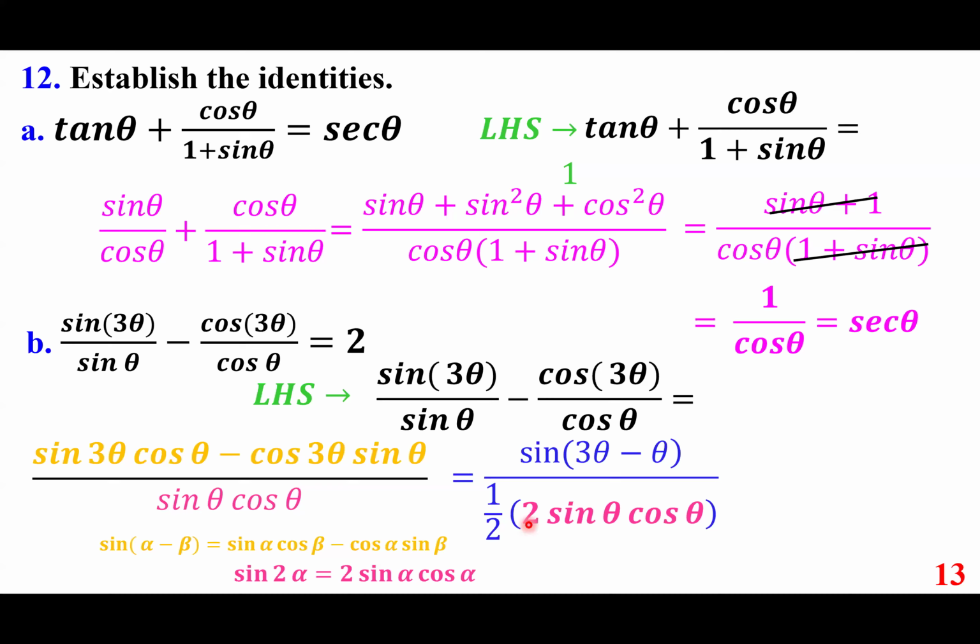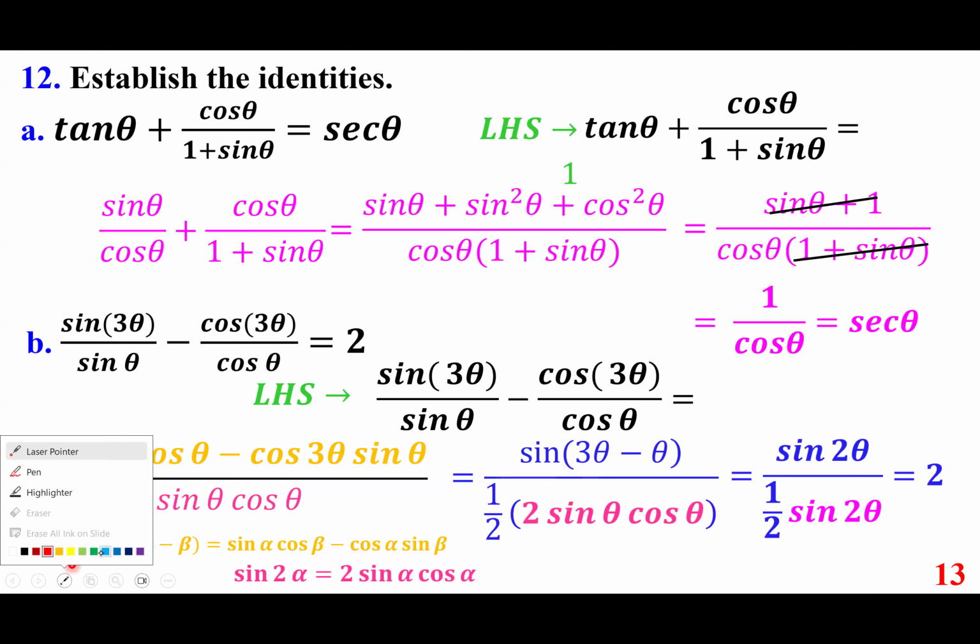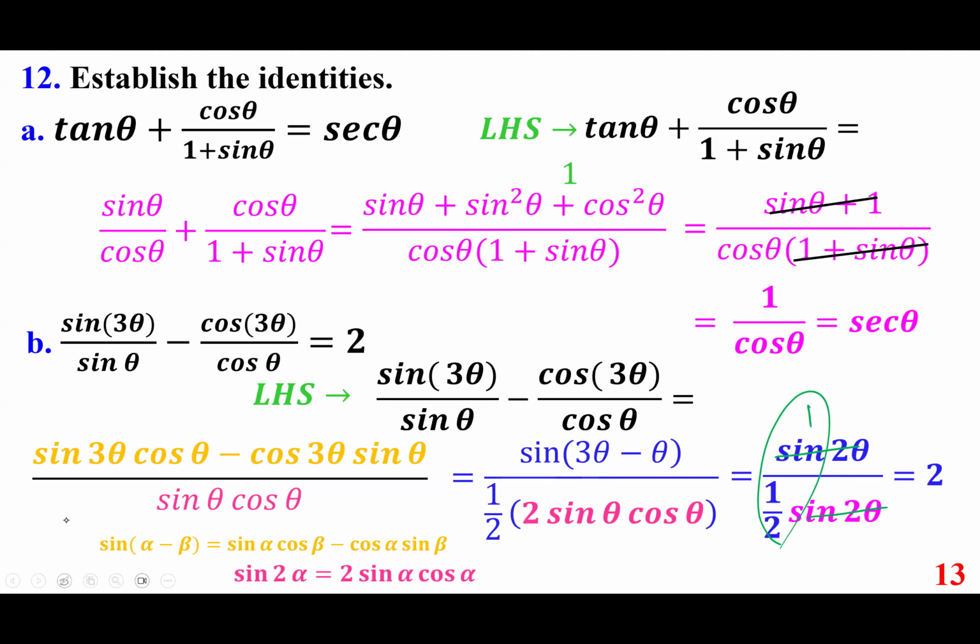As you can see, the top becomes sine of 2 theta. And this is the sine of 2 theta also. And the 1/2 makes it half. So we have 1 over 1/2, which is 2, because these two cancel each other. One over 1/2 is 2, just in case.